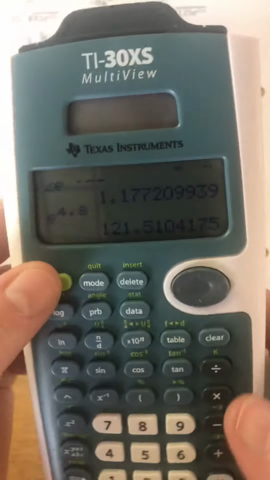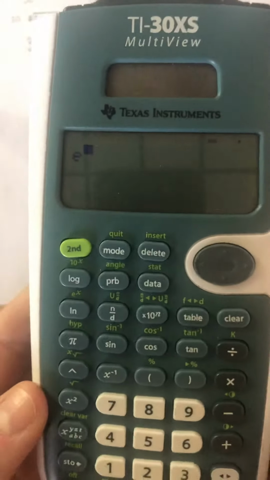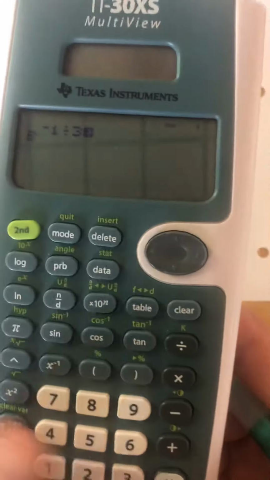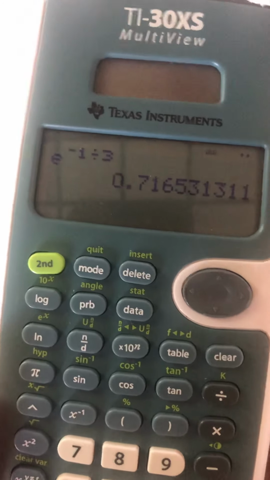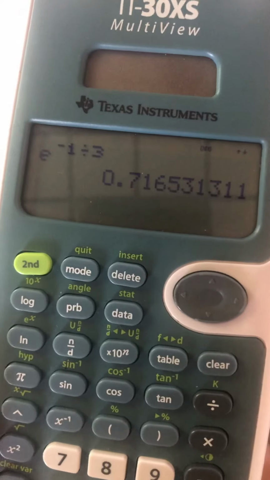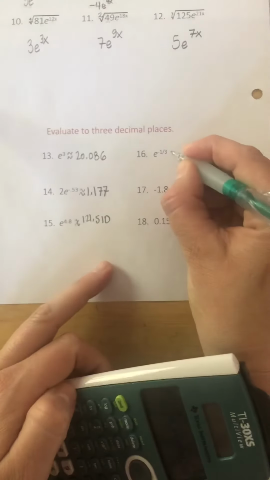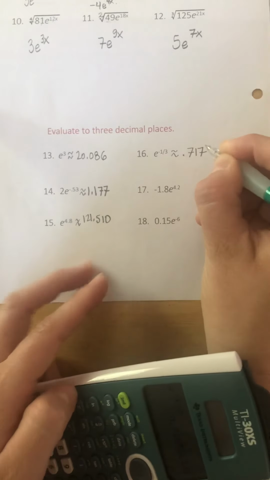Next we're going to do, let me just clear this, fresh screen, e to the negative 1/3 power. Negative 1/3 power. All right, 4th digit is a 5. That means that 6 needs to get rounded up to a 7. So we're going to say approximately 0.717. All right, almost done.